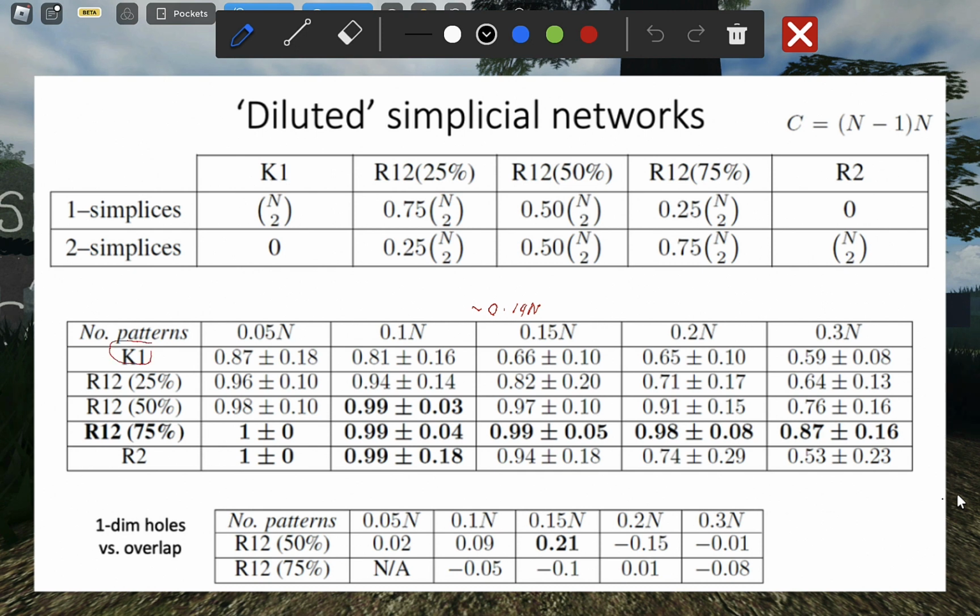And so K1 here is the traditional Hopfield network. And the traditional Hopfield network has that capacity of about 0.14. So you can see here a value of 1 means perfect recall, and 0.5 means chance. These are binary patterns that we load into the network, and these are just some numerical simulations, so they're not perfect. You can see that there's a big difference there where it goes from about 80% down to 66%.